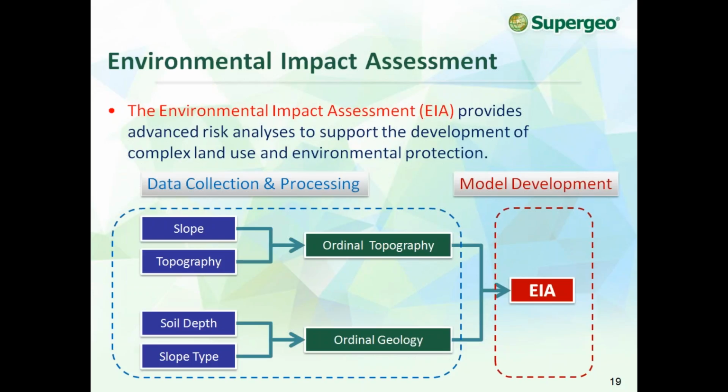There are two parts in our analysis flow: data collection and data processing, and the model development. If you care about our lands, you should care about our soil and the geology. In the first part, I try to create our two key factors. I need to use the slope and topography layers to generate the ordinal topography factor, and use the soil depth and the slope type to make the ordinal geology factor. Then I use the spatial join tool to combine and sum up the ordinal values of the two semantic maps, and finally get the suitability map result, so I can use it for more analysis later.